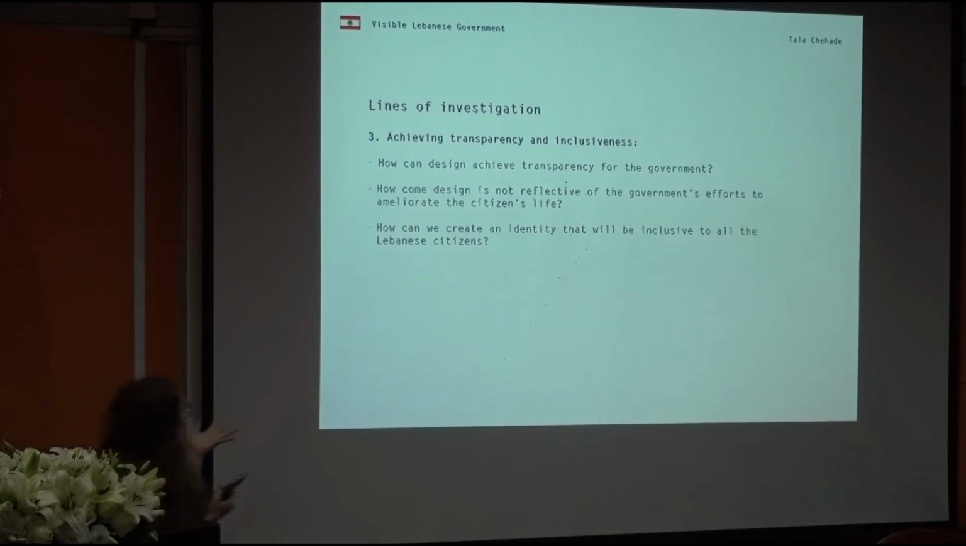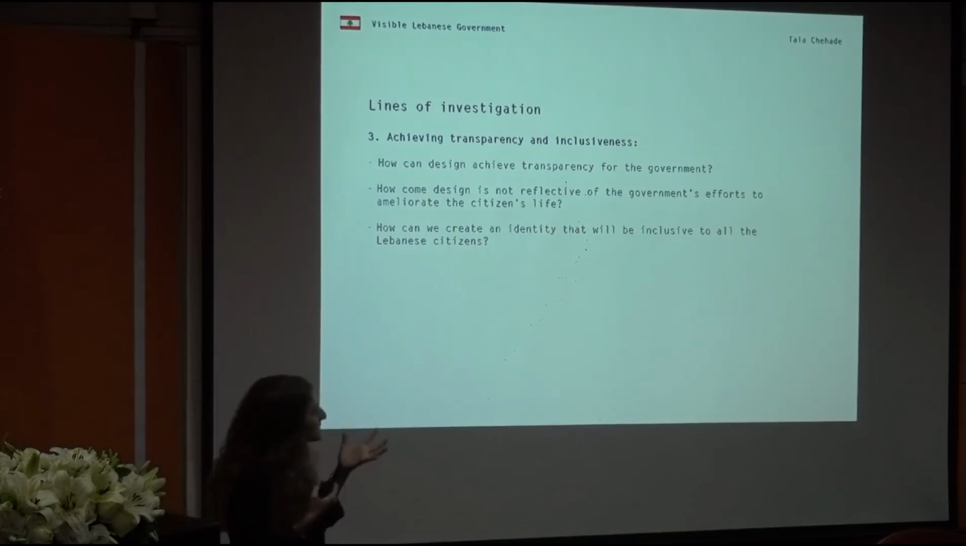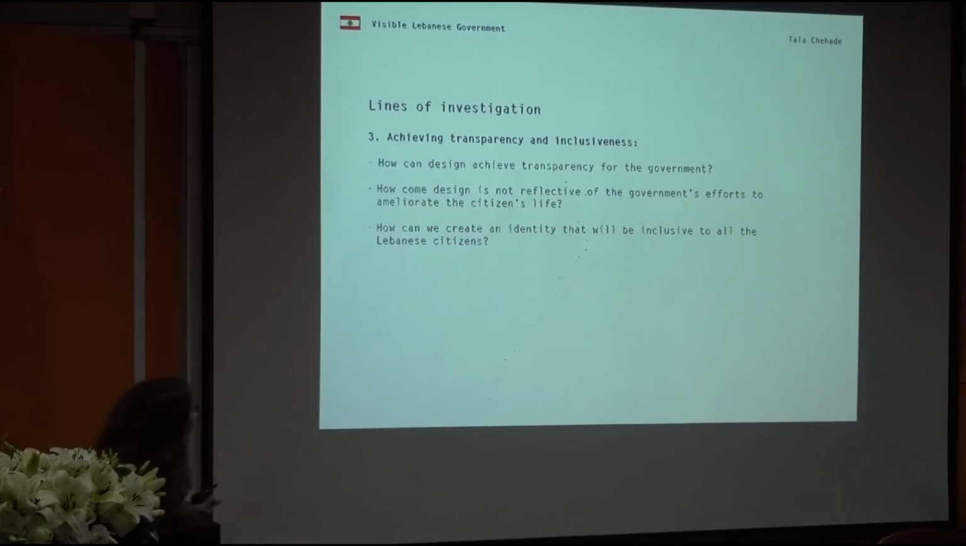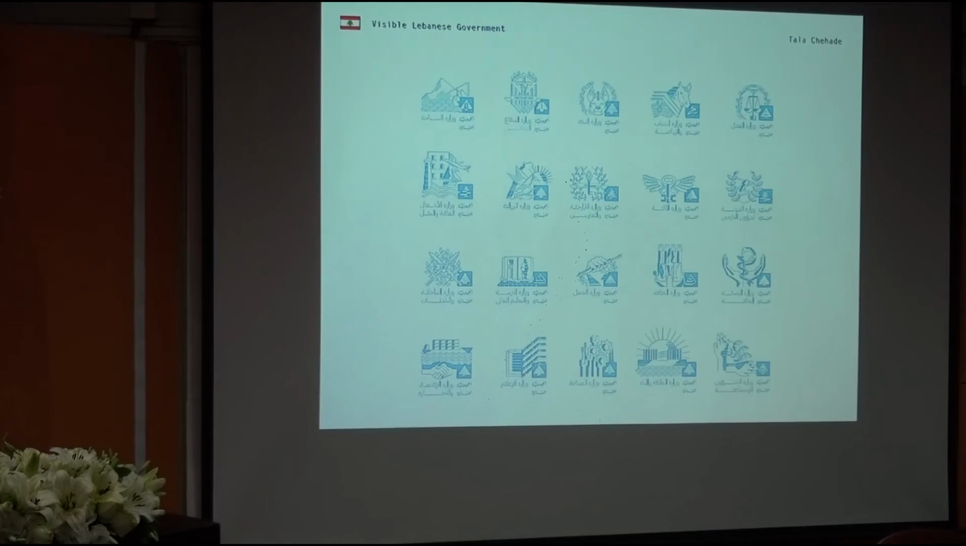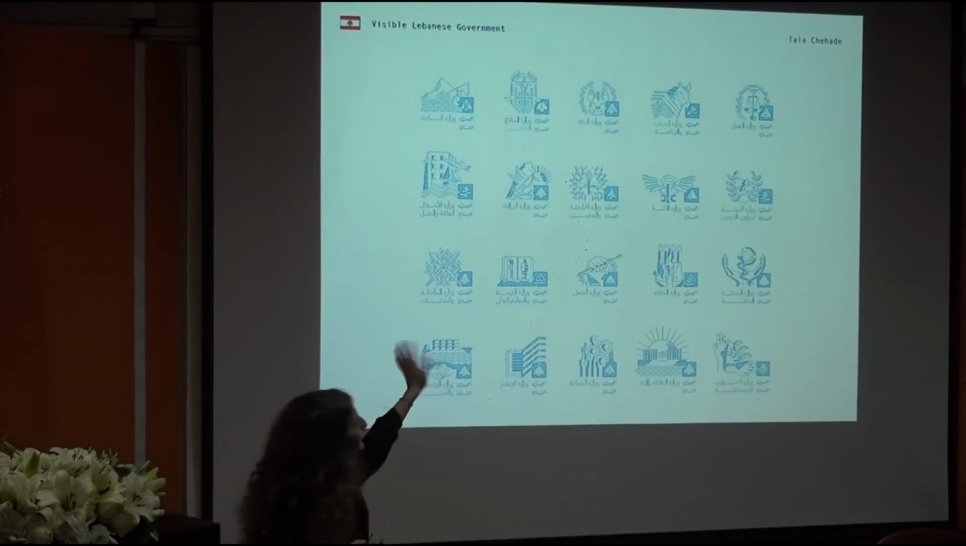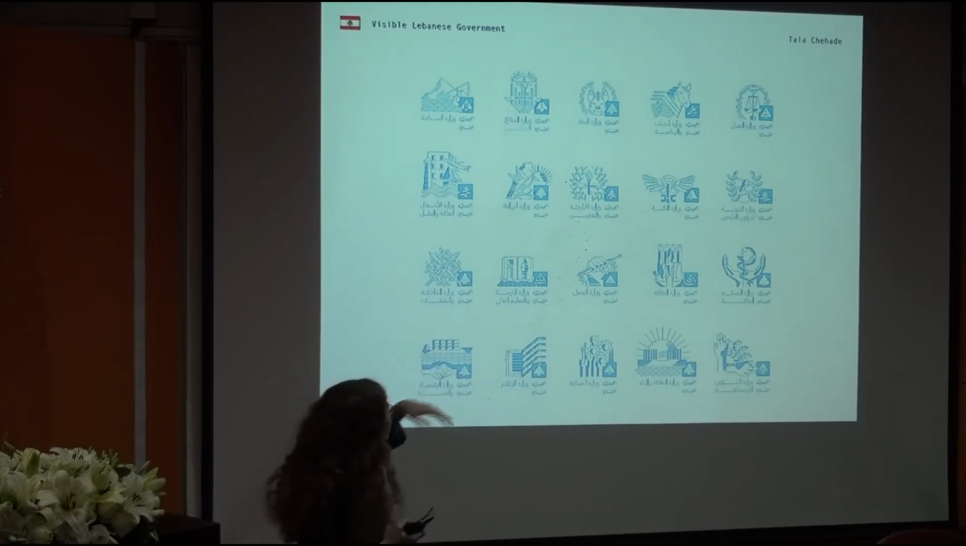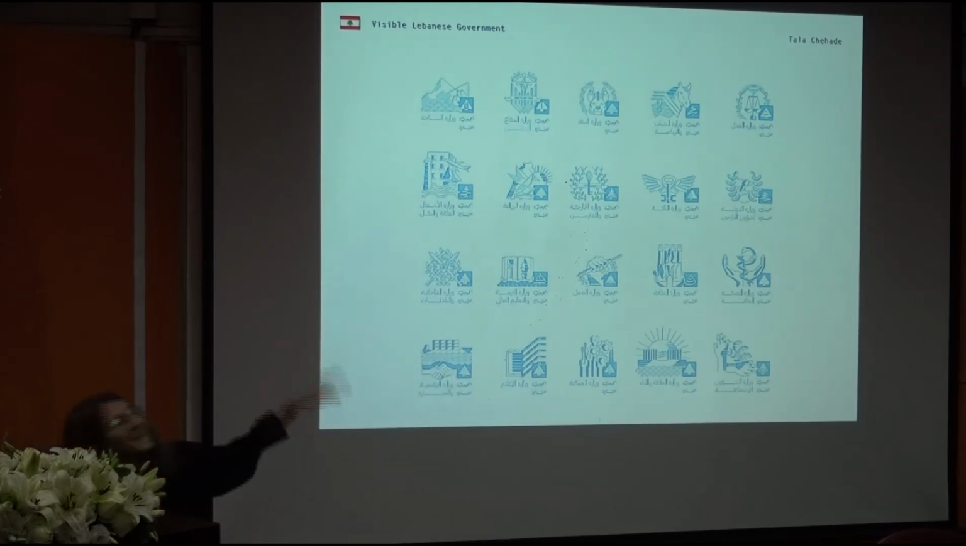So the third part is about achieving transparency and inclusiveness. How can we do this? How can design achieve transparency for the government? How come design is not reflective of the government's effort to ameliorate, if there are any? And how can we create an identity that would be inclusive to all the Lebanese citizens? So these are some of the logos that I did. Okay, they're very bad. They shouldn't be like this.